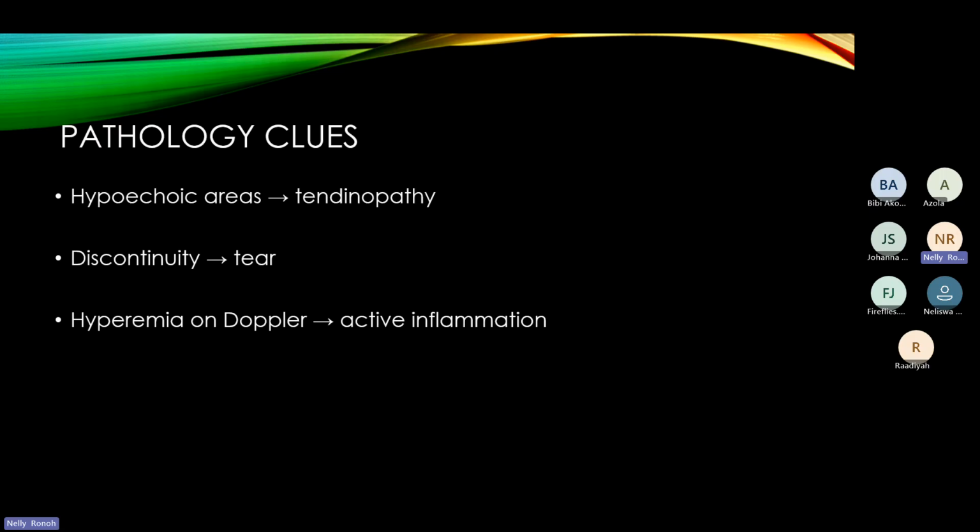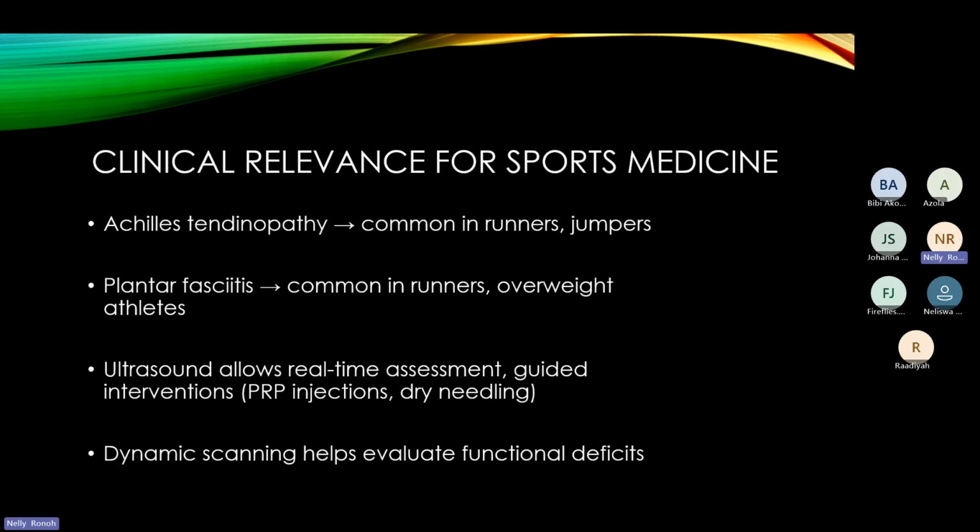And the clinical aspects: Achilles tendinopathy, we've said, is common in runners, and we've talked about that. Plantar fasciitis is also common in runners and overweight athletes. And ultrasound will usually allow real-time assessment and also guided interventions like PRP injections. And of course, the dynamic assessment.